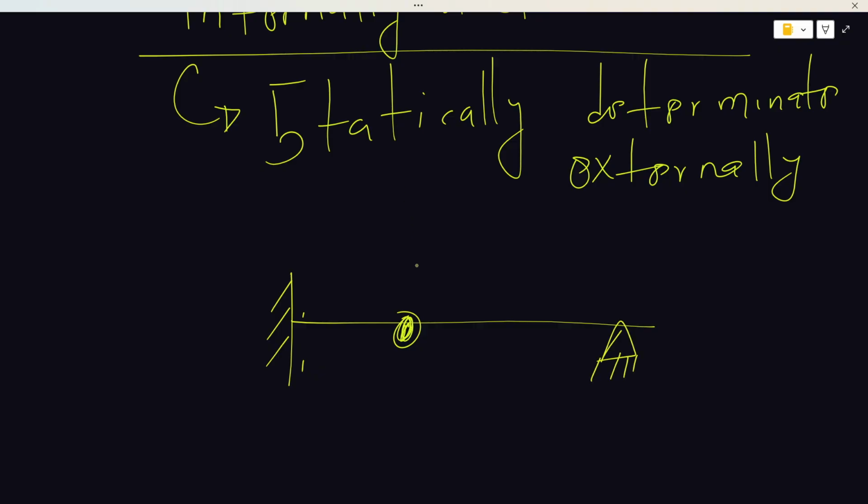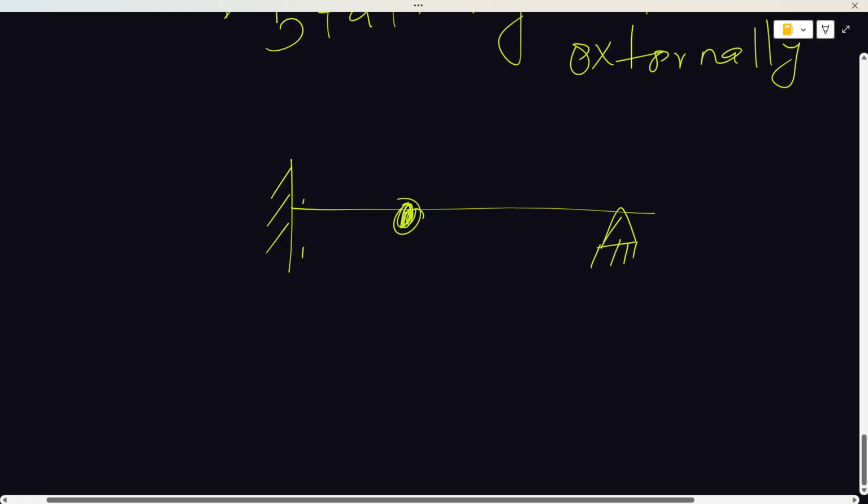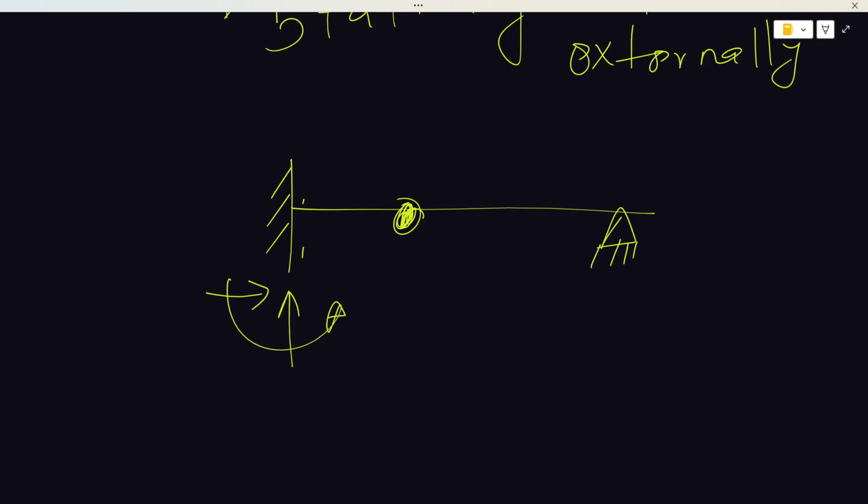Now, ordinarily, when we look at this structure, 1, 2, 3 support reactions, 1, 2. It has 5 unknowns. Or let's make it have just 4 unknowns. Let's say this is our structure. So it has 4 unknowns.